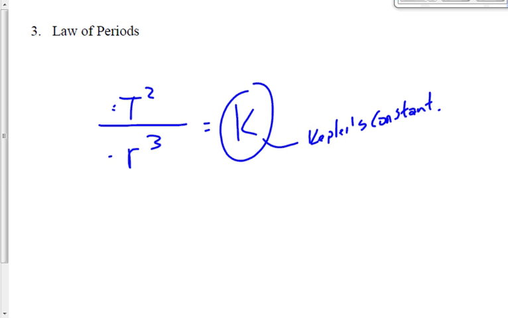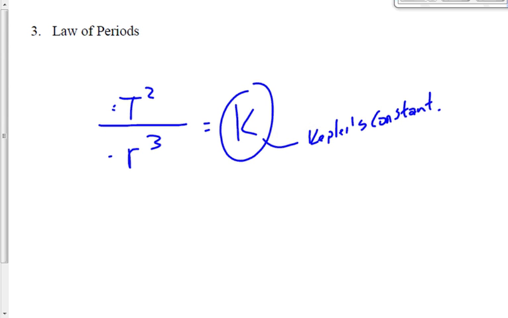But if we're talking about, say, the Earth as being the object that's being orbited, the moon is orbiting the Earth, a comet is orbiting the Earth, the space station is orbiting the Earth. All three of those things would produce a number, Kepler's constant for the Earth, that was the same, but different than Kepler's constant for the sun. Does that make sense?